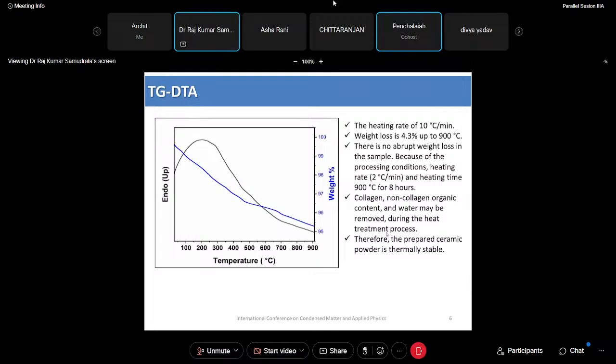TG-DTA results show that there is a small weight loss of 4.3 percent up to 900 degrees. There is less weight loss because of the processing conditions and the stability. Therefore, the prepared ceramic material is thermally stable.